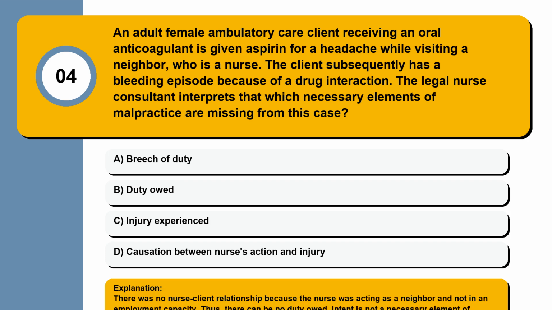There was no nurse-client relationship because the nurse was acting as a neighbor and not in an employment capacity. Thus, there can be no duty owed. Intent is not a necessary element of malpractice, because malpractice can occur because of unintended actions as well. There was no breach of duty because there was no official nurse-client relationship, which accompanies an employment situation. There was injury experienced because of this event. The bleeding was caused by the interaction of the aspirin with the anticoagulant. Cognitive level, analyzing; client need, management of care; integrated process, nursing process, evaluation; content area, fundamentals.